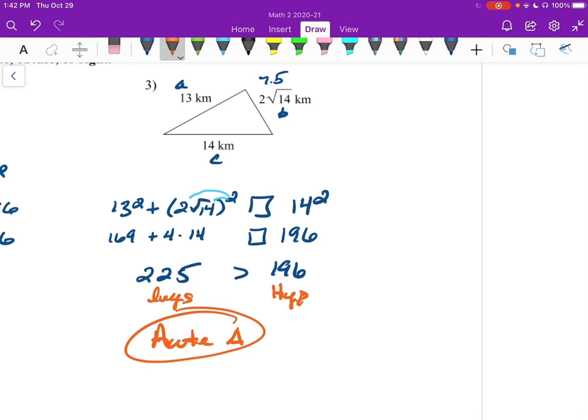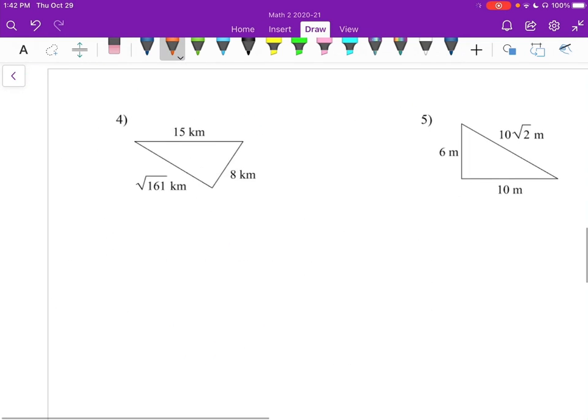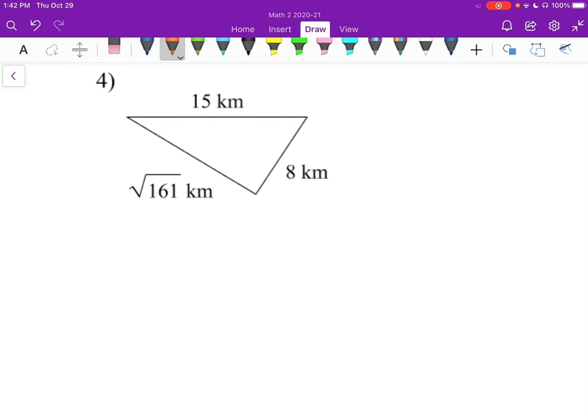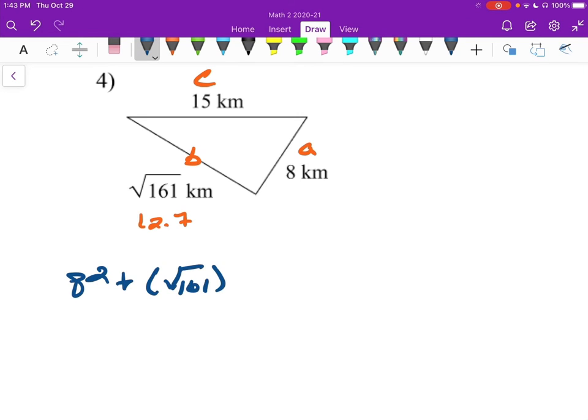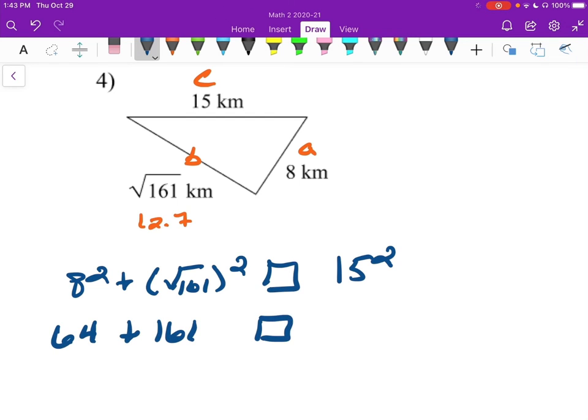All right. Number 4. Again, we need to decide what is our longest side going to be. So I'm going to type in my calculator root 161, and I got 12.7. So it's going to be 15 is our C, and we'll make this our A and our B. So we'll say, well, 8 squared plus root 161 squared box 15 squared. So 64 plus 161 box, well, what is 15 squared? 225.